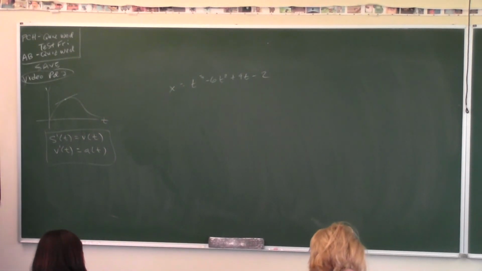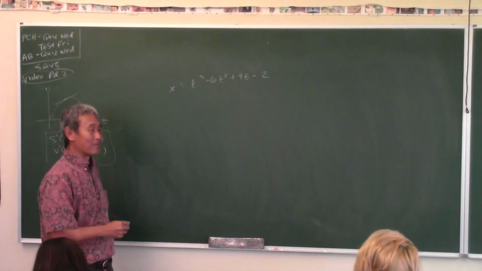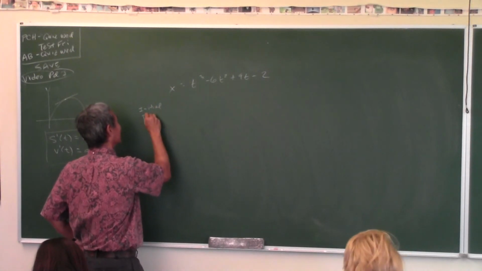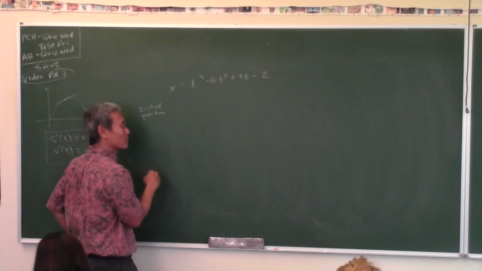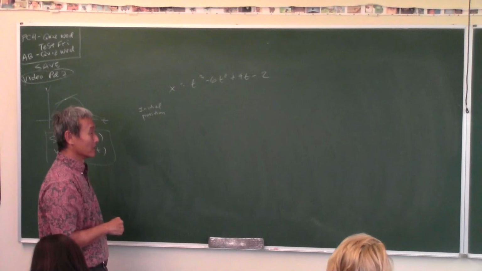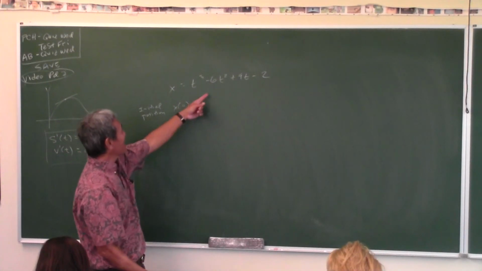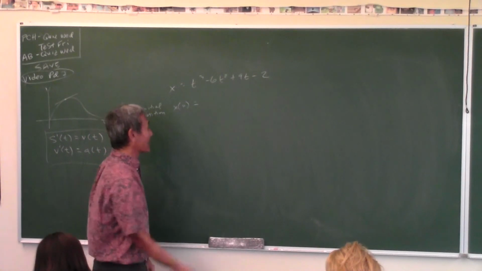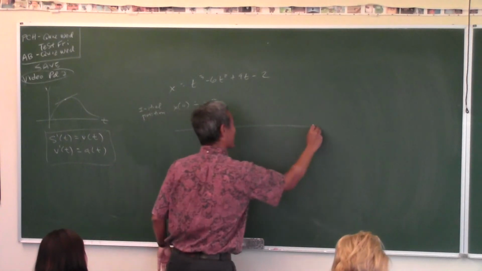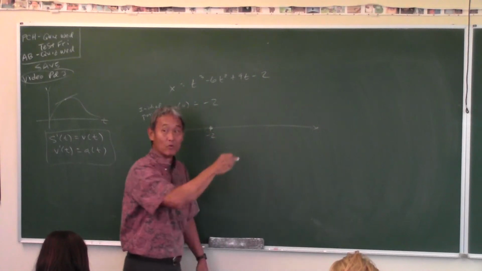Let me ask you some questions. What is the initial position of the particle? What does initial position mean? Where you are at the very beginning. And what is the very beginning? When t is 0. So, what is the position when t is 0? Well, what happens when I plug in 0 for t? You get -2. So that's called the initial position. Here's the x-axis. A particle starts at -2, and then it's going to start moving.